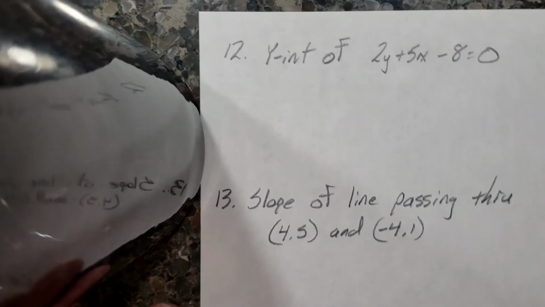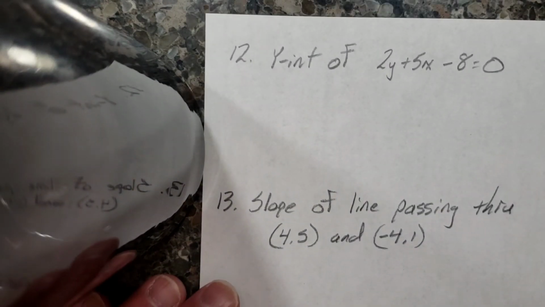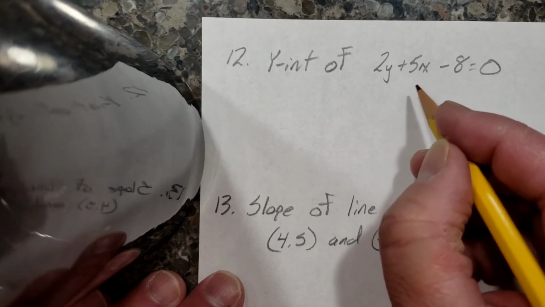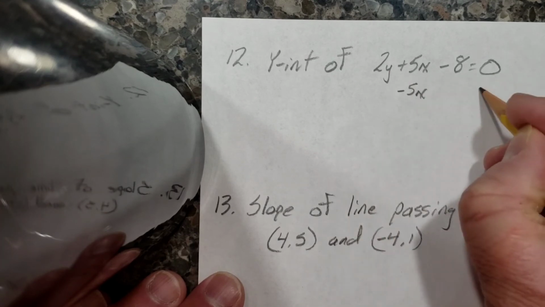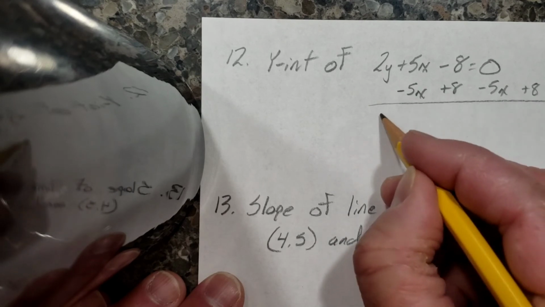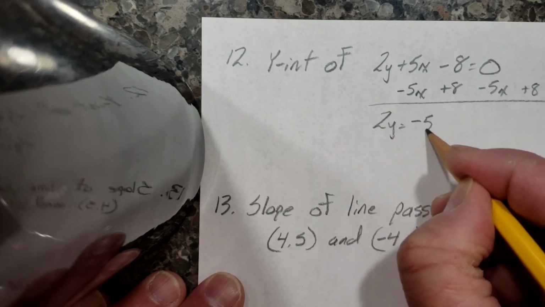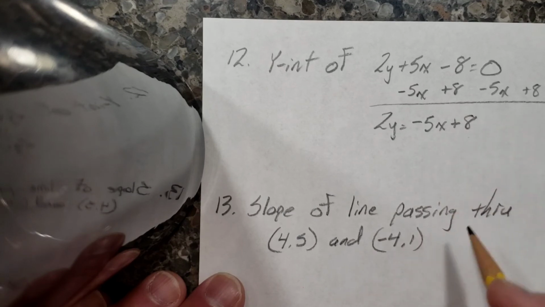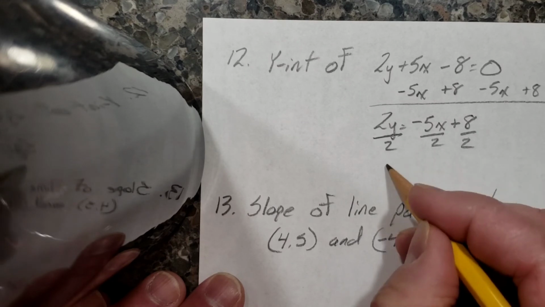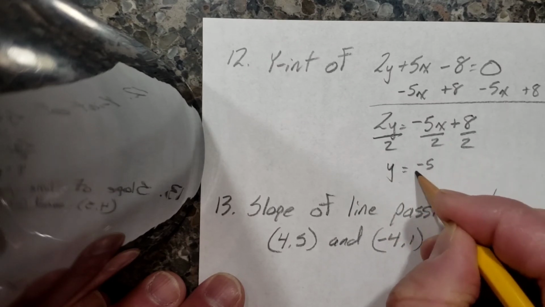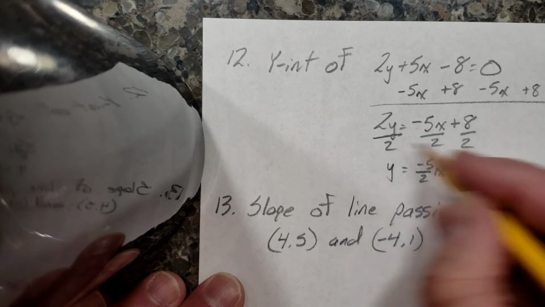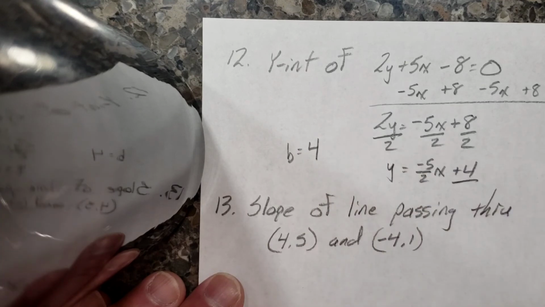Number 12, we want the y-intercept of 2y plus 5x minus 8 equals 0. Very simple. Y equals mx plus b form. Subtract 5x from both sides. Add 8 to both sides. 2y equals -5x plus 8. Next step is to divide everything by 2. Y equals -5 over 2 times x plus 4. Here's our y-intercept. B is 4.